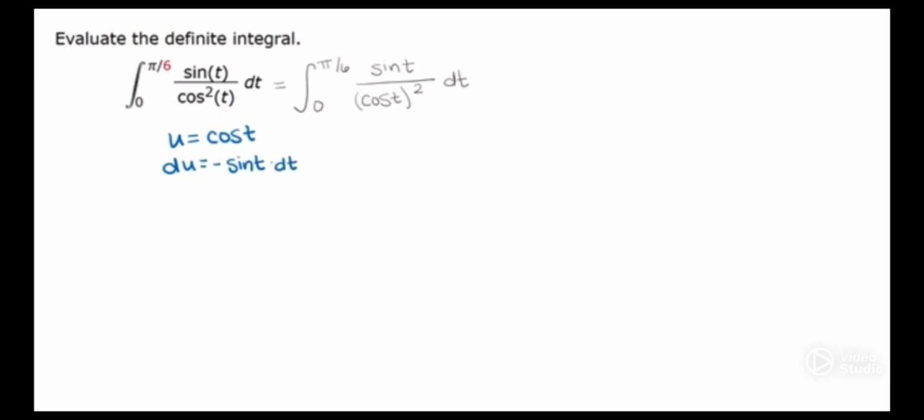And now that we have established these values, we can go back to this equation and start switching things up. So we can write this as the integral from 0 to pi over 6 of 1 over cosine t squared times negative sine t dt, which will be multiplied by du. We have to remember to have that negative sign on the left side of the integration.